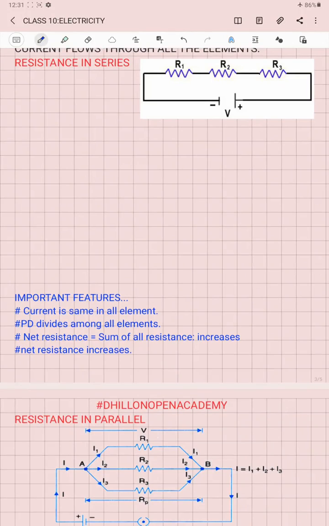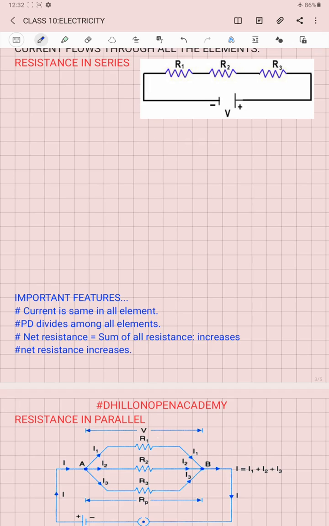Welcome to the second part. Now we are discussing an important concept, that is the combination of resistors. Whenever the resistance of the circuit has to be increased, we can combine different resistors in series. But when we have to decrease the resistance of the circuit, different resistances can be combined in parallel.